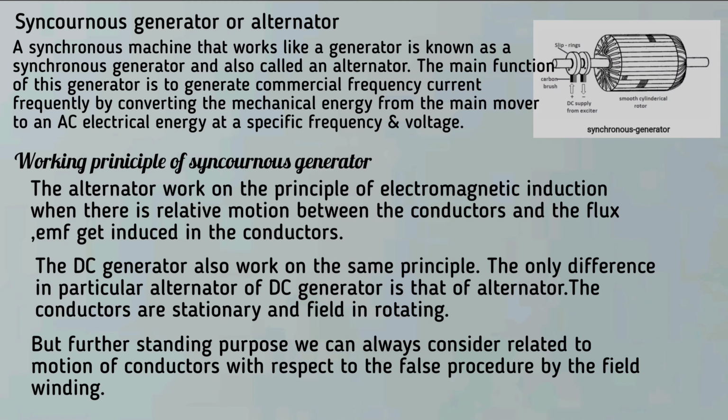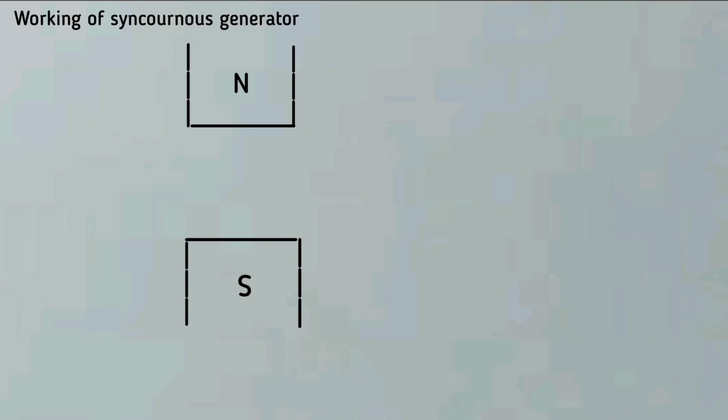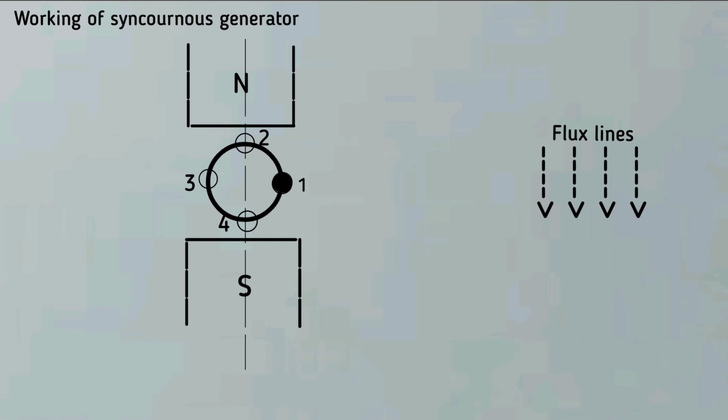Now we see the diagram and discuss how it works. Consider a north pole and a south pole along with the magnetic axis between them, and a circular conductor revolving in the anti-clockwise direction. We consider points 1, 2, 3 and 4, and at point 1 the conductor starts rotating from position 1. At this instant the entire velocity component is parallel to the flux lines.